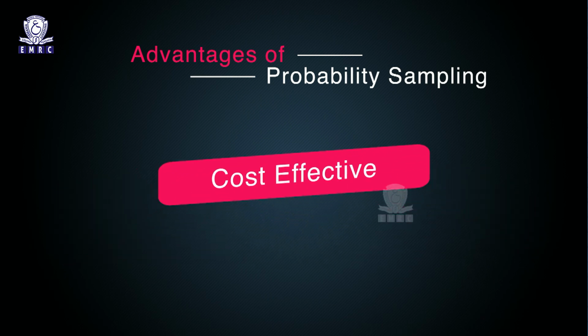Now let us discuss the advantages of probability sampling. The first one is, it is cost effective. Using probability sampling, it is easy to select the required sample randomly from the given population. Once the sample is selected, the process is half done. This process saves cost and time to a great extent. We can take any number of samples from this process.